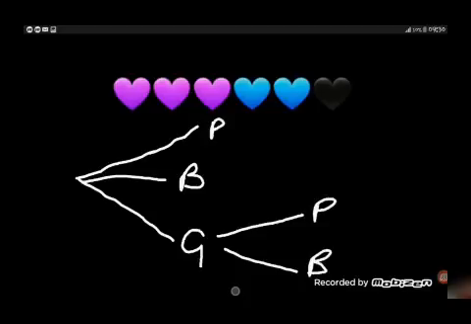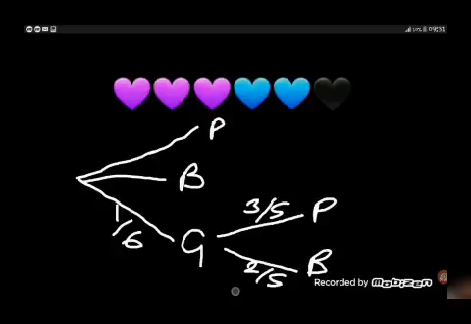The probability of picking a green heart is 1 out of 6. Afterwards, the probability of picking a purple heart would be 3 out of 5. The probability of picking a blue heart after a green one would be 2 out of 5. We do the same for blue and purple.